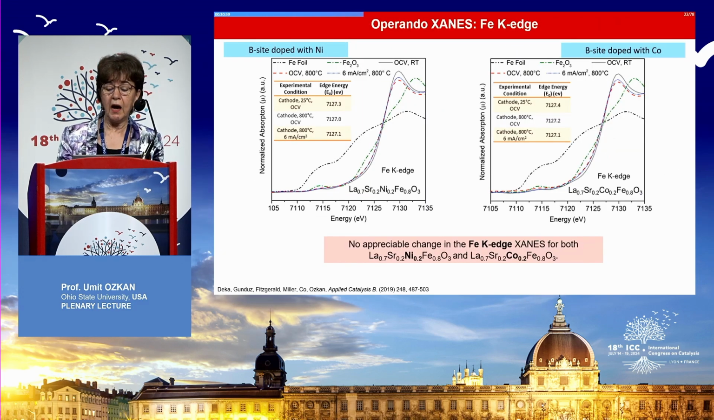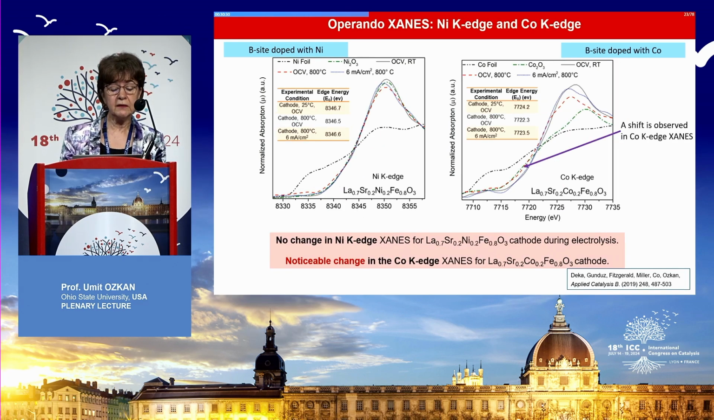If we look at the iron K edge for the nickel-doped sample or cobalt-doped sample, we don't really see much of a change in the iron K edge. So there isn't really that much of an effect. These graphs look crowded because we have the references, iron foil and iron oxide, but we're really looking at it at OCV, room temperature, OCV, this is open circuit voltage, 800 degrees C, and then when we are applying a bias. When we look at the nickel K edge, again, we don't really see much of a change. But if we look at the cobalt edge, we see that there is a difference. There is something changing with temperature or application of a bias.